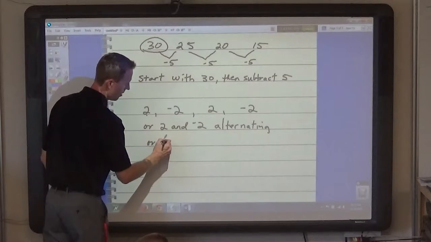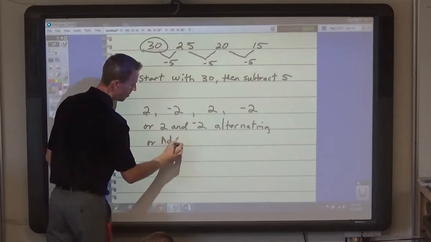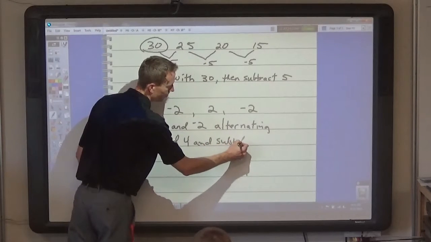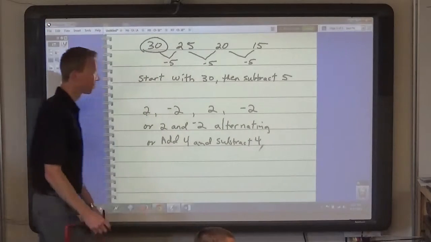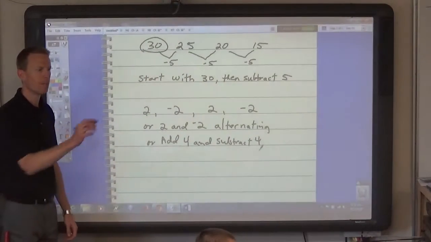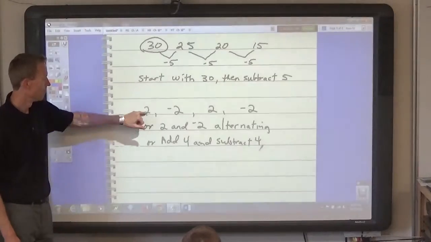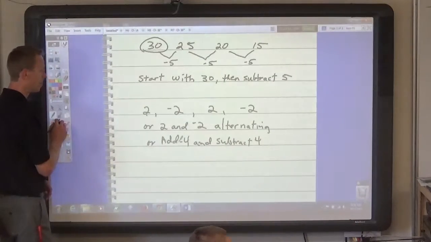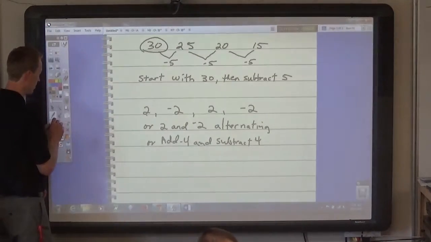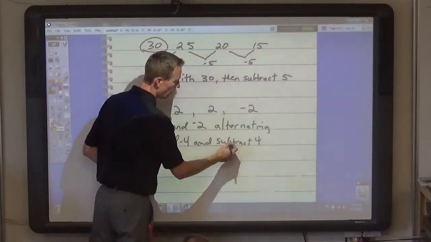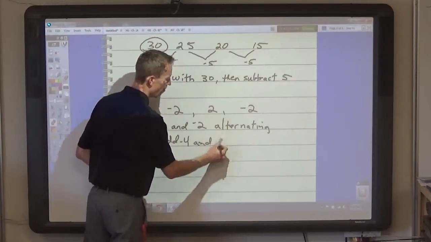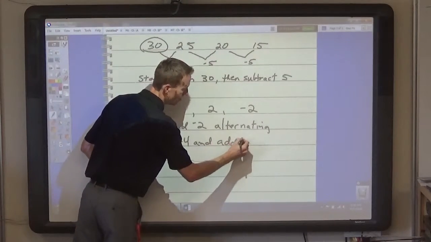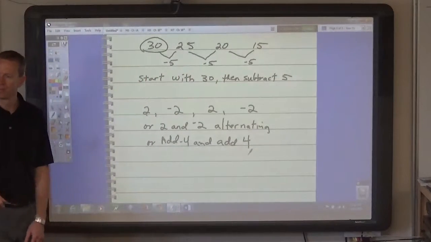Or start with 2 and then add 4 and subtract 4, right? Max? It's supposed to be subtract 4, then add 4. But if you start with 2, right, then it would be 6, and then it would be 2. 6, 2. Yep. So add -4 and then add 4. So sometimes the patterns are that simple.